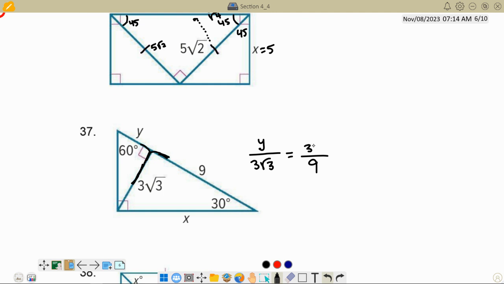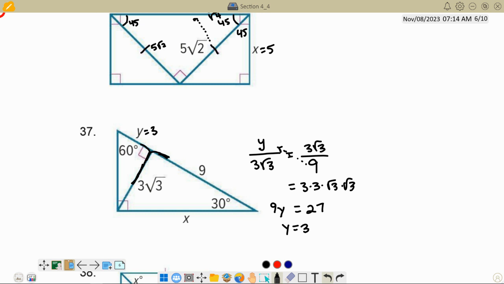Let's just try this out for a second, okay? So when you multiply 3 square root of 3 times 3 square root of 3, you get 3 times 3 times square root of 3 times square root of 3. Let's see, that's 9, and then times 3 is 27. So we get 27 on the right side, and we get 9y on the left side when you multiply those two together, right? And so when we divide by 9, we get y equals 3. All right, so this part is 3 over here.